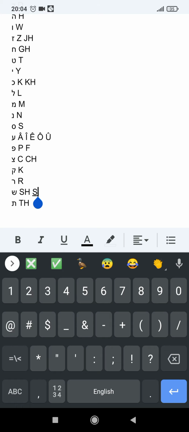Shin can be either sh, like sheket, quiet, or s, like simcha. Actually, simha, because it's with a chet. And of course, a tav is actually supposed to be pronounced th, but most people today pronounce it as a t. So there is almost no visible difference between this letter t and this letter t. But historically, this one is pronounced th, and this one is pronounced more like a t.